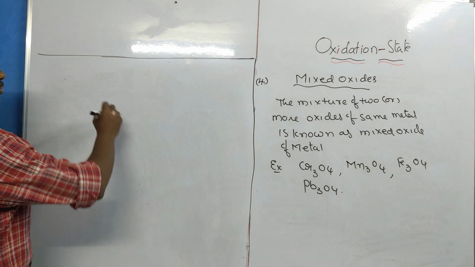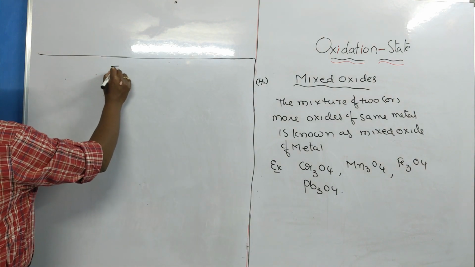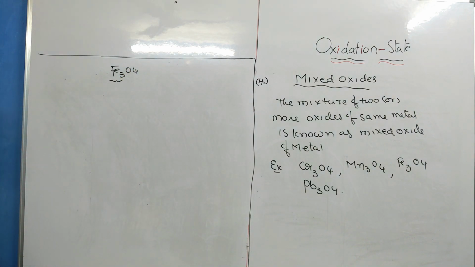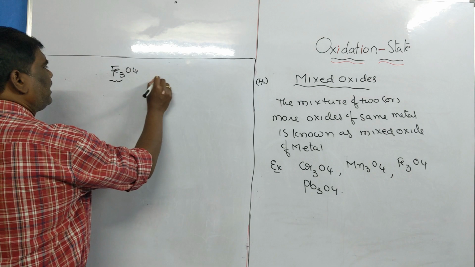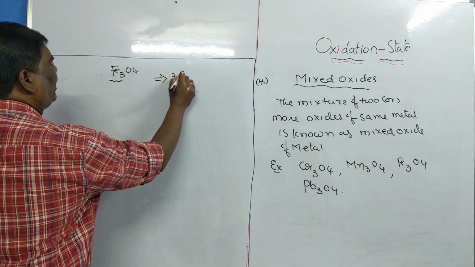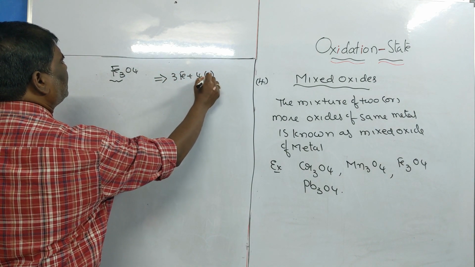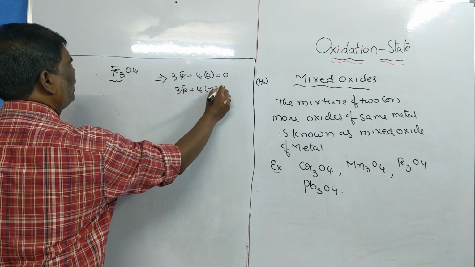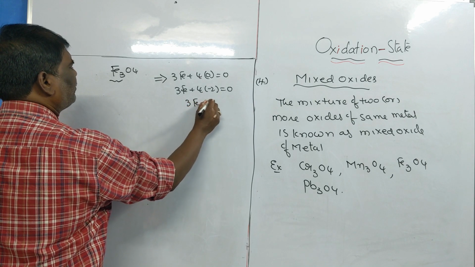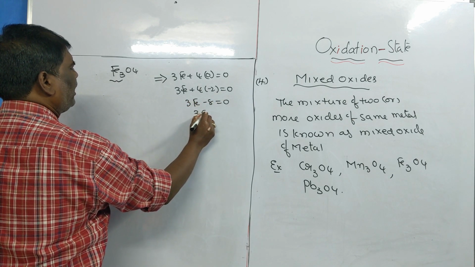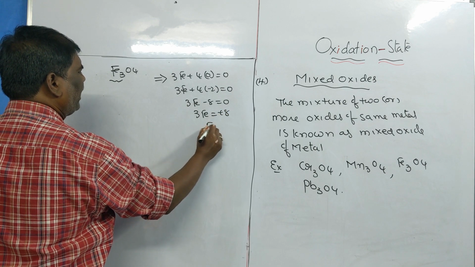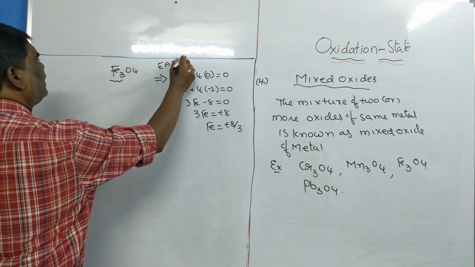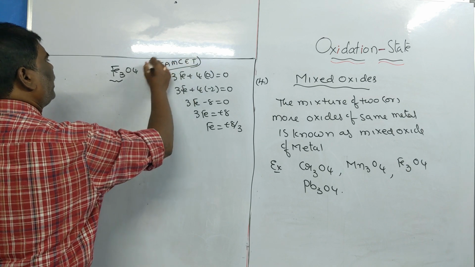Now, we are frequently asked to find the oxidation state of iron. In the MCET exam model, it is very easy. For 3 iron atoms and 4 oxygen atoms, the summation is 0. 3 iron plus 4 into minus 2 equals 0. 3 iron minus 8 equals 0. For 3 iron atoms, plus 8. For 1 iron atom, plus 8 by 3. This is the MCET model.